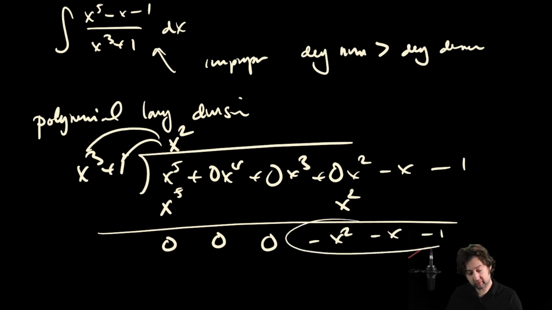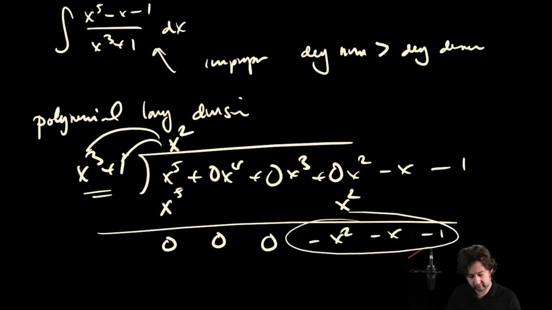Now, the degree of all of this is smaller than the degree of this, and so I'm finished. The remainder is done. I can go no further because there's no polynomial I can multiply x to the third by to get x squared out the other side. As soon as you get to a smaller degree than the denominator of your original fraction, you can quit.